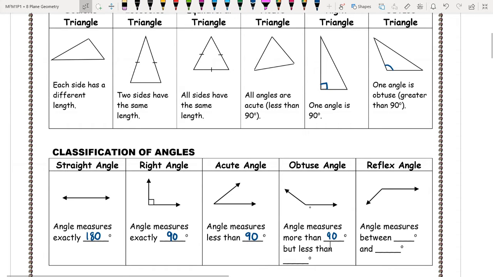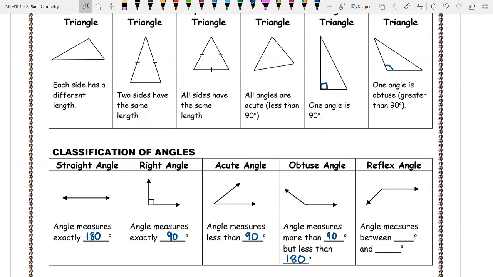But then it is less than, because once we get to this point, we have a different kind of angle that you should recognize. That's right, it's over here. It's a straight angle. And so an obtuse angle is going to be more than 90, but less than 180 degrees, right? Once it reaches here, it's no longer obtuse, it's just a straight angle. So anything in between 90 and 180 is an obtuse angle.